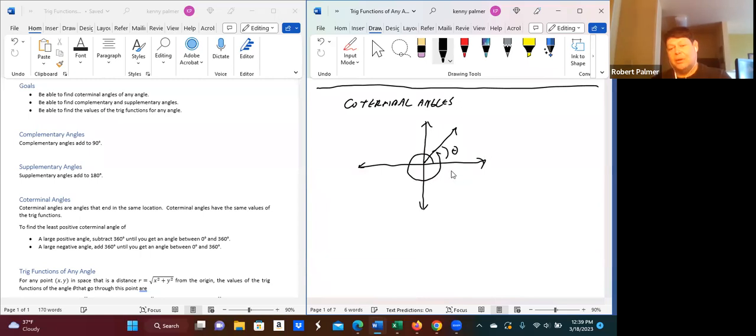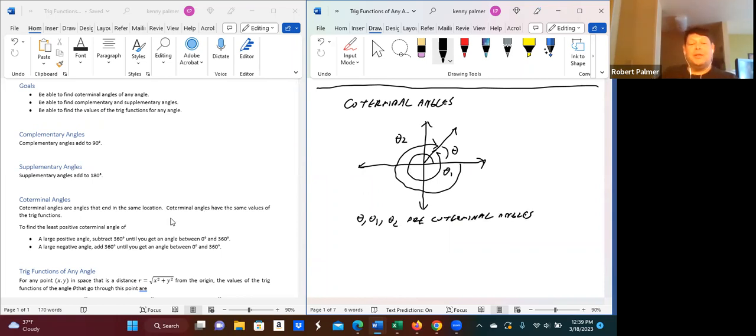Now, if I take another angle and go around more than once, let's call that theta 1. That's coterminal. Or if I go in the negative direction, for example, call it theta 2, then theta, theta 1, and theta 2 are coterminal angles, because they all end in the same location.